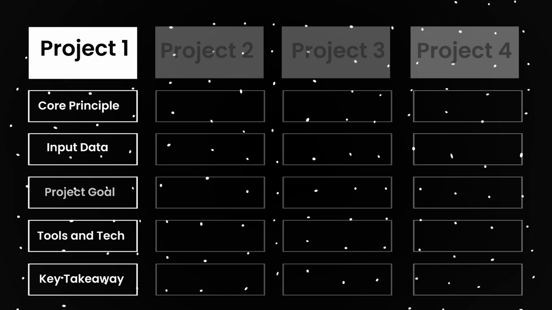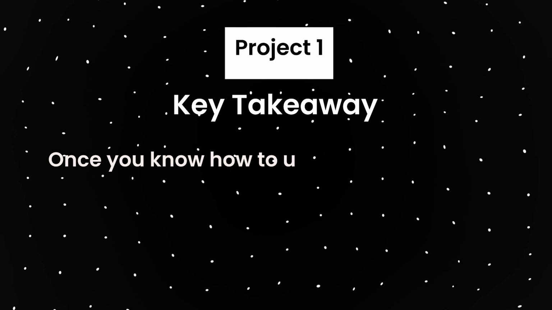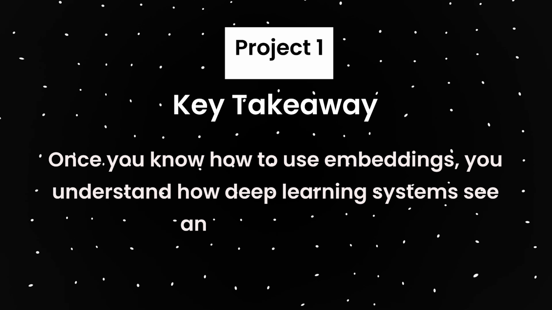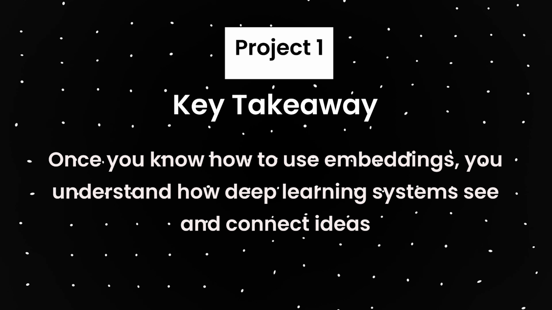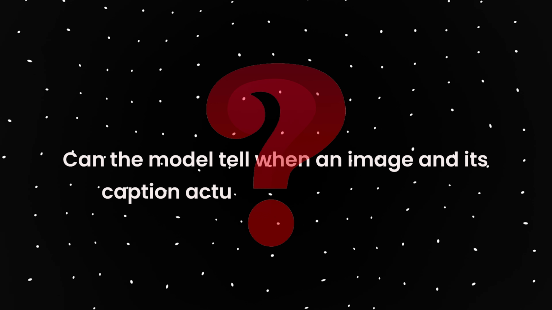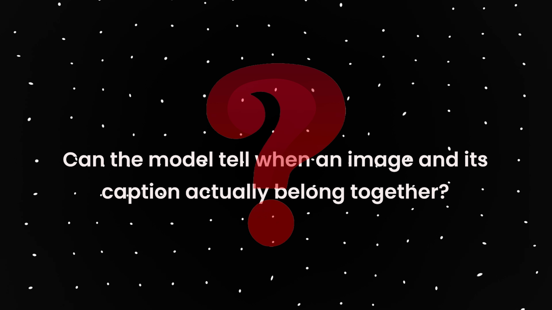Key takeaway from project 1 is that once you know how to use embeddings, you understand how deep learning systems see and connect ideas. Next comes the question, can the model tell when an image and its caption actually belong together? And that's the focus of project number 2.